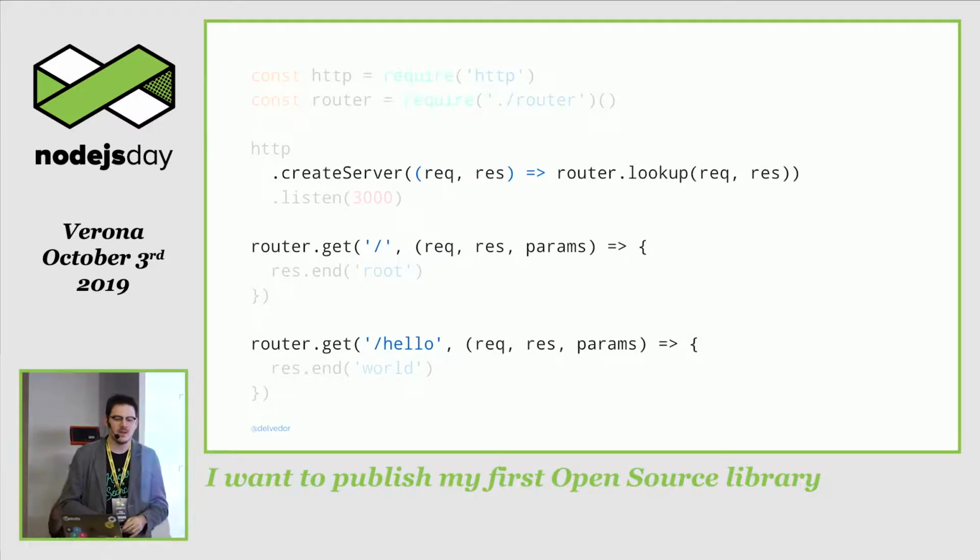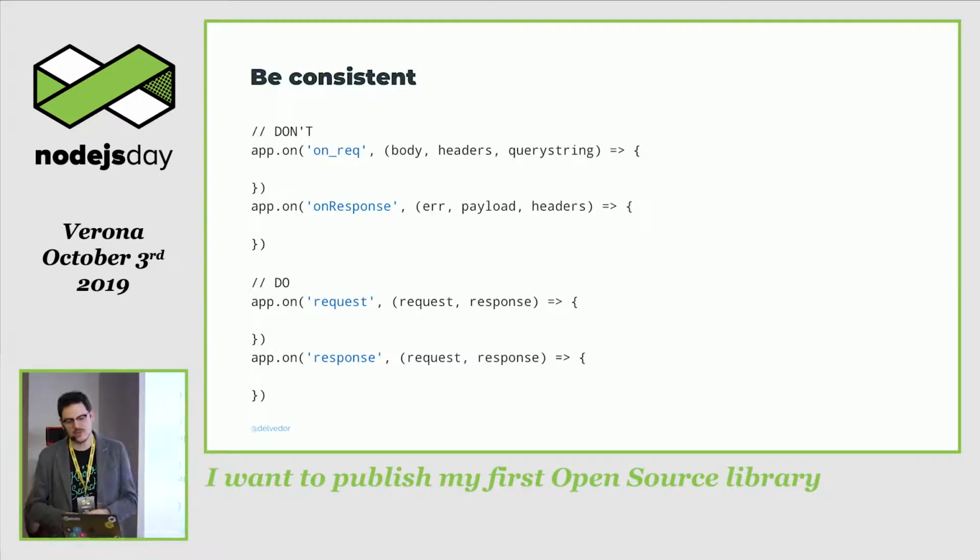Same thing. Then another suggestion I would like to give is to be consistent in your API. A consistent API might be more difficult to implement, but in the long run will save you from tons of breaking changes. Again, I learned this the hard way. And especially users will not need to read the documentation every 5 minutes to figure out what they need to do. Let's say we have this event emitter: on req in snake case, body, headers, query string, then on response in camel case, error, payload, headers. Yeah, I can understand what's happening, but it's not that comfortable even to write.